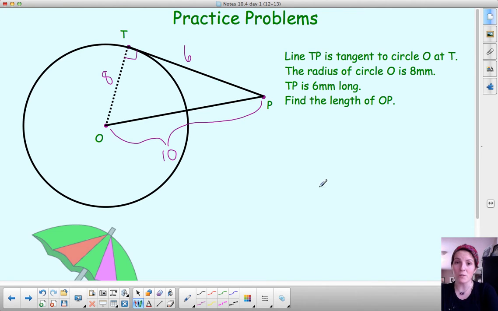All right, so I started you off with one that was baby cakes. Hopefully the one piece that I wanted you to see was this perpendicular, which made this a right triangle. And you saw your 6, 8, 10 pattern, so you got OP as 10. So that one's pretty easy, it's a nice baby cakes one. Let's go ahead and look at the next one together.